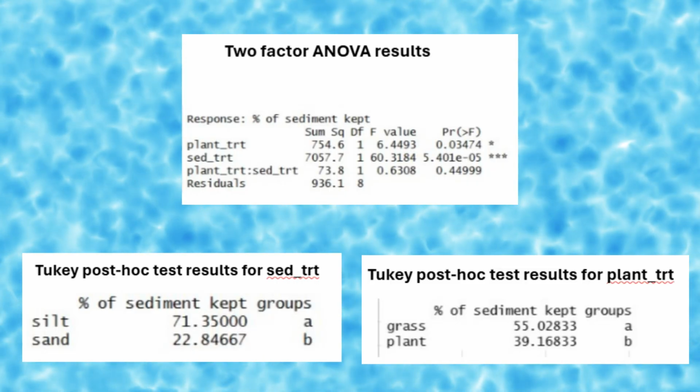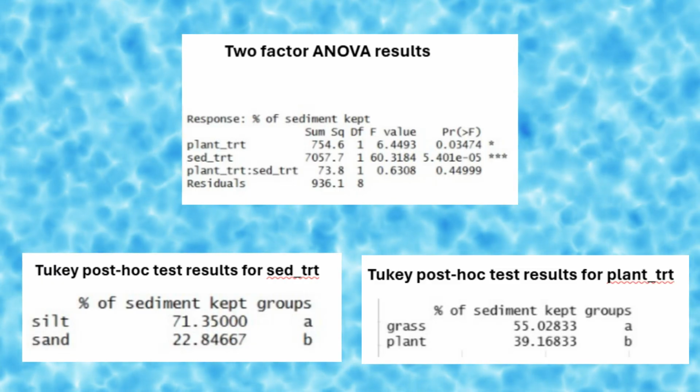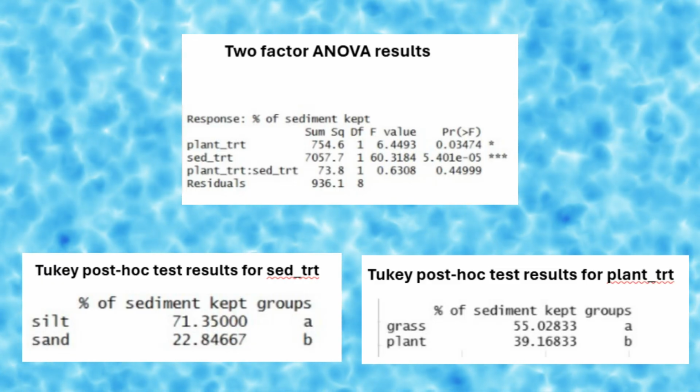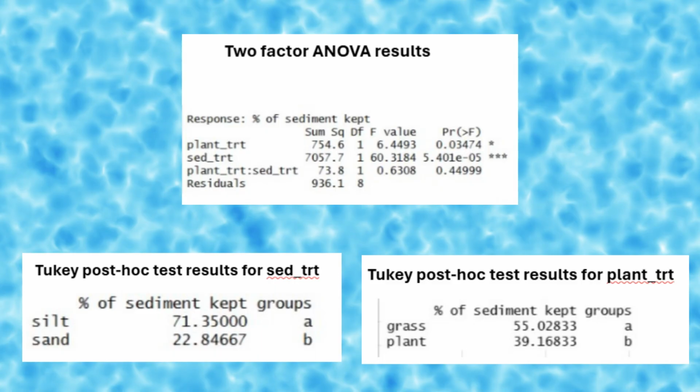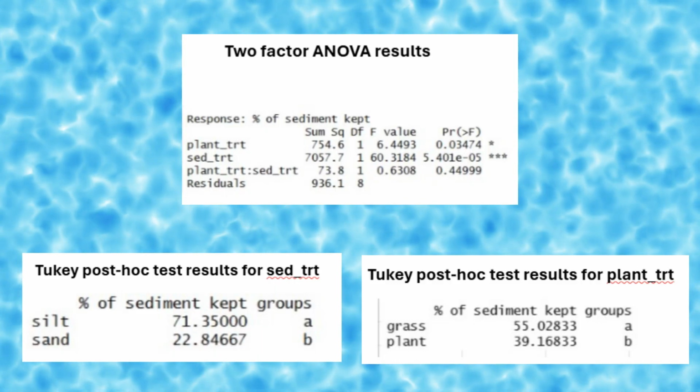From the test results, we can interpret that both plant and sediment treatment have a significant effect on the percent of sediment kept, since their p-values are smaller than 0.05. As for the interaction between them, we can conclude that it is not significant and that they are independent of each other, since the p-value is larger than 0.05.